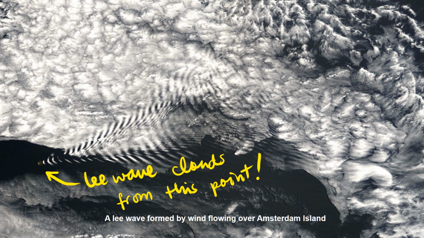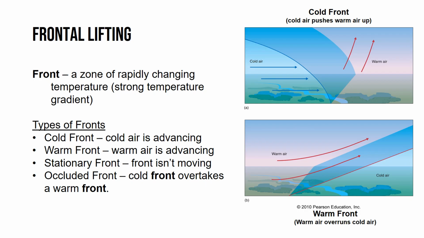Next to topography and clouds, we have frontal lifting. I think I've mentioned this in the previous video. A front is a zone of rapidly changing temperature, a strong temperature gradient. We have several types of fronts: cold, warm, stationary, and occluded front. For a cold advancing front, we can see that if it moves forward, the warm air, since warm air is less dense, will be pushed up. Then it will produce clouds. And in diagram B, warm air advancing, you can see that it will be pushed up due to cold air being more dense than the warm air. So this can produce clouds.